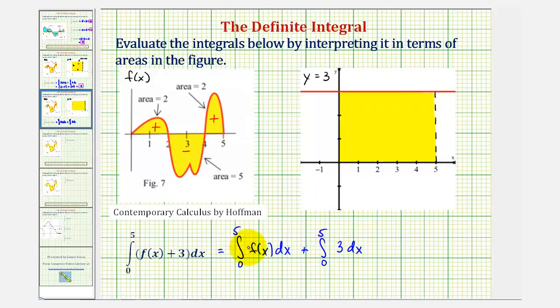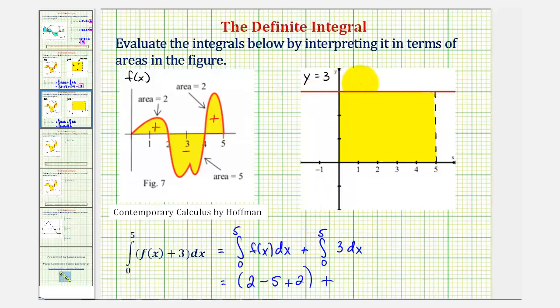So looking at our graph of f of x, notice from 0 to 2, the value would be positive 2. But then from 2 to 4, the value would be negative 5 because the area is below the x-axis. So again, we can write plus negative 5 or just minus 5. But then from 4 to 5, because the area is above the x-axis, the integral would have a value of positive 2, so plus 2. And then finally, plus the integral of 3 from 0 to 5.